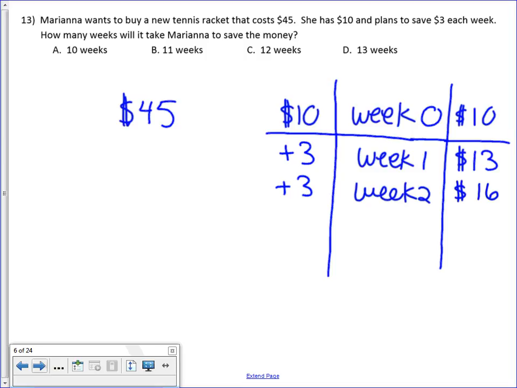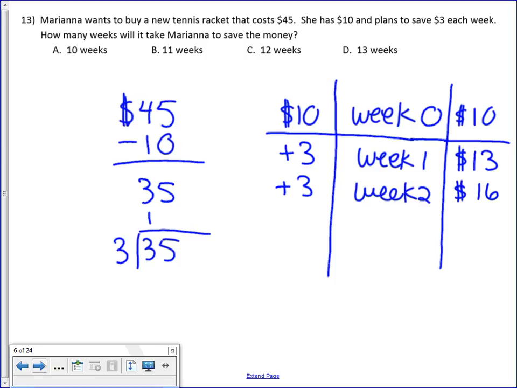Or I can do some math. If I already have $10, I'm going to subtract 10 and I get 35. Now, the $35 needs to be divided up by $3 because I'm saving $3 a week. So I'm going to take that 35 and divide by 3. 3 goes into 3 one time. 3 goes into 5 one time with a remainder of 2. And I'm actually going to use this remainder 2 thing here for a minute.